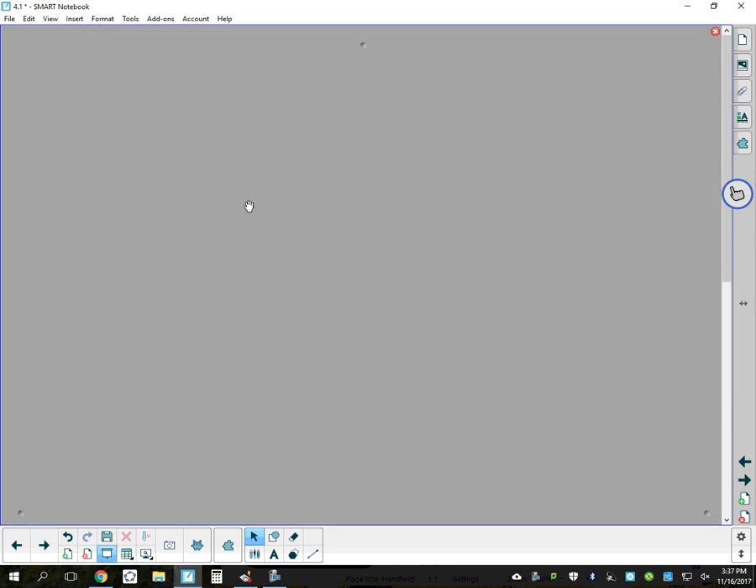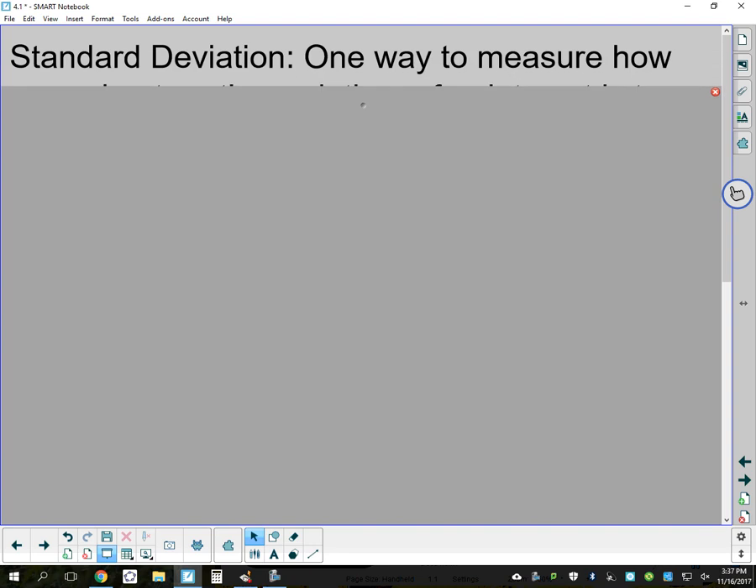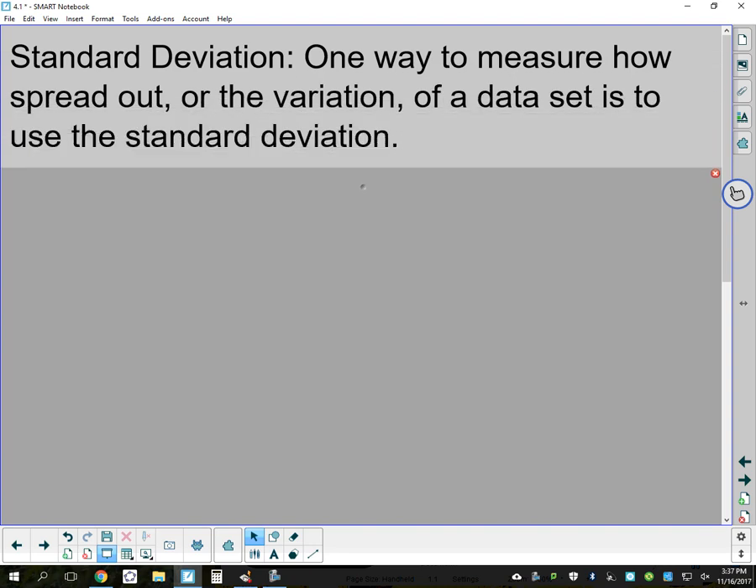What's standard deviation, you ask? Good question. It's just a way to measure how spread out or how much data varies, also known as the variation. That's all it is, okay? So we're just trying to figure out with that data set how to figure out how spread out the data is. Are all the numbers roughly the same, or are they spread out a ton? Do they vary a lot or just a little?